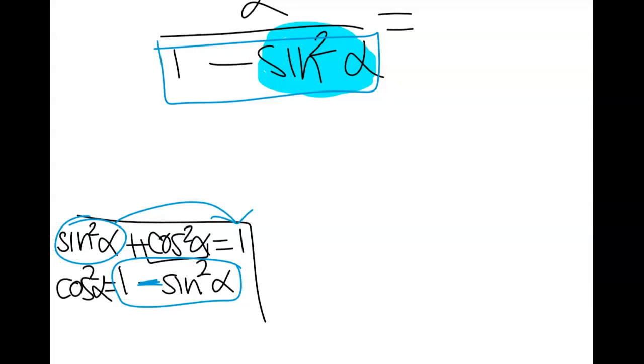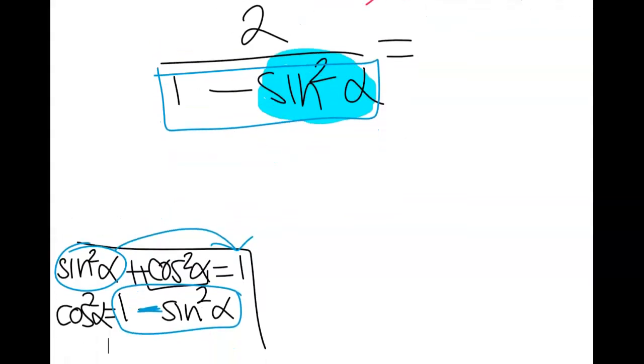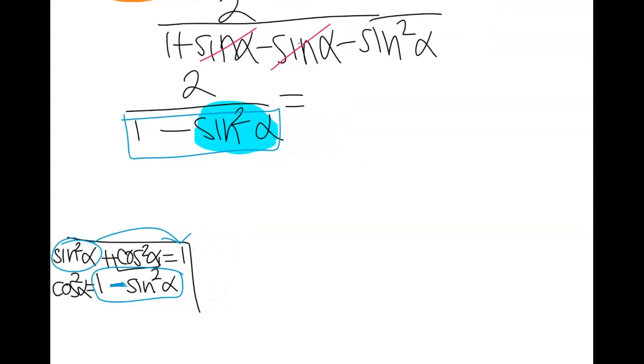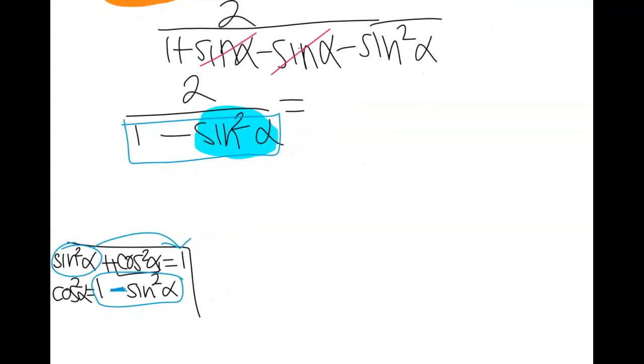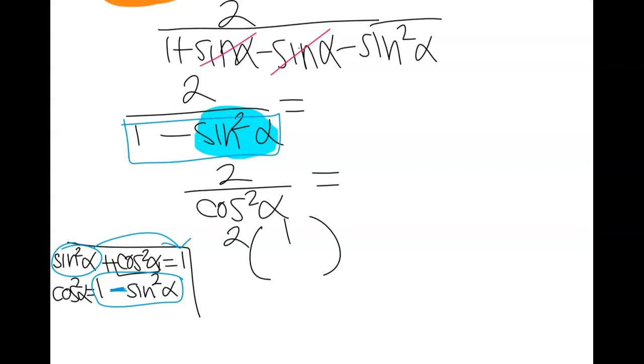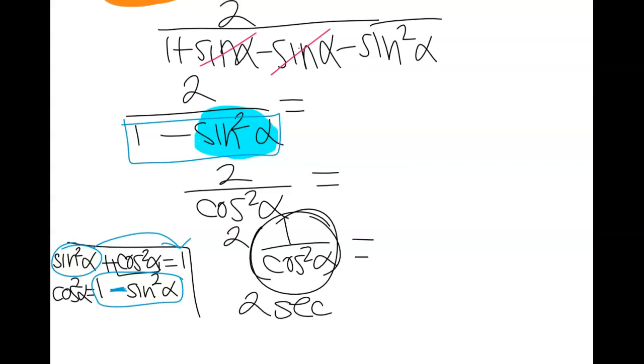So based on that, what we're going to do is replace this whole thing with cosine square, and let's not forget about the 2 that we have here. And now by the reciprocal, this could be seen as 2 times 1 over cosine square alpha. So then the reciprocal of this one will give me secant square of the angle alpha. And that is what we were trying to verify.